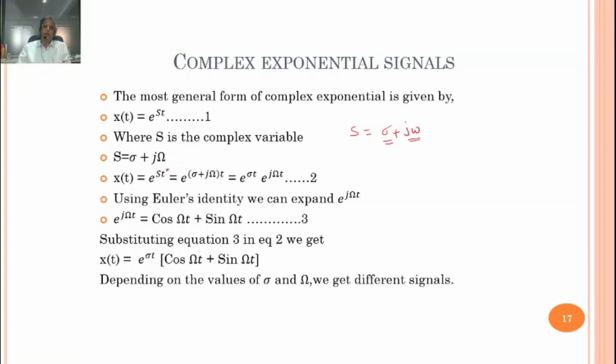Now if we substitute s equal to sigma plus j omega in equation 1, then we are getting e raised to st, that is equal to e raised to sigma plus j omega t, that is e raised to sigma t into e raised to j omega t. This is equation number 2.